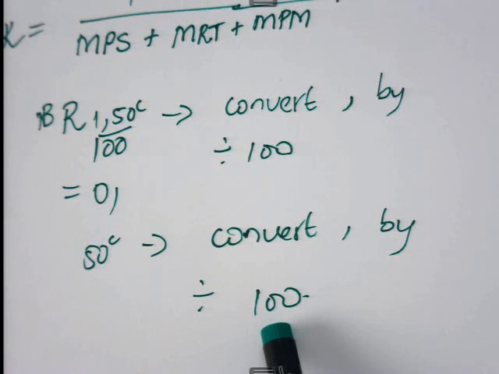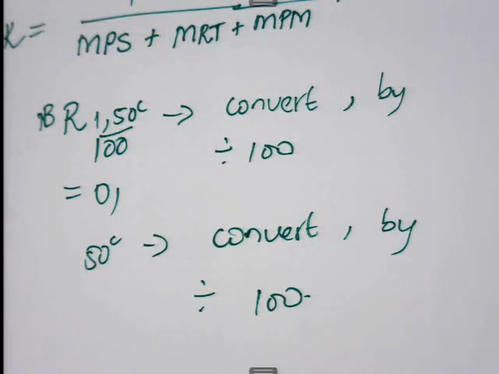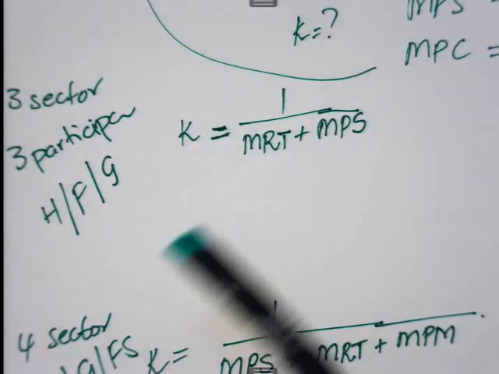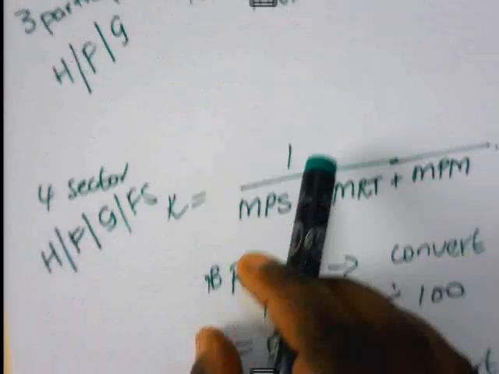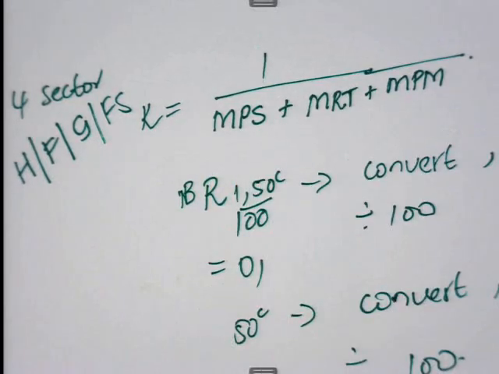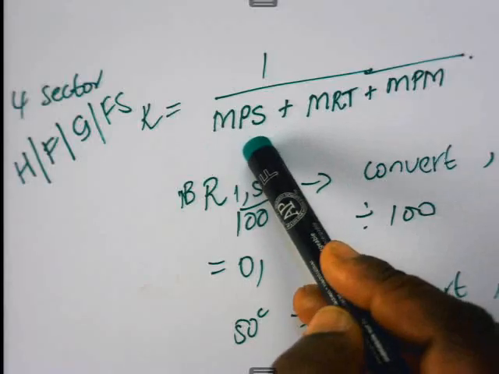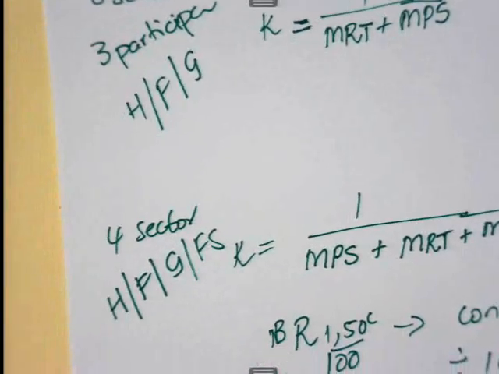so that you get the correct value for the multiplier. The value of the multiplier is always greater than 1. That is why you must always convert to a decimal number. The multiplier for the 3-sector model, where we pay tax to the government, we have the marginal rate of taxation. The value of the multiplier when we're having an open economy where we trade with the foreign sector is 1 divided by marginal propensity to save plus marginal rate of tax plus the marginal propensity to import. Those are the formulas for calculating the multiplier.